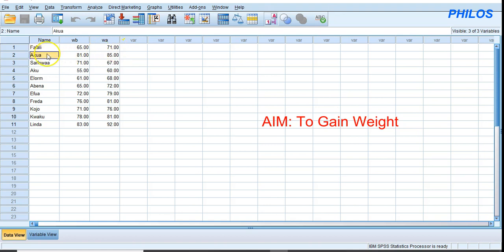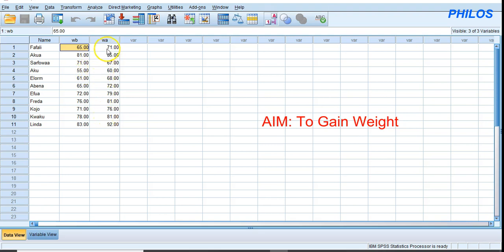The second respondent, her weight before the Herbalife nutrition was 81, and her weight after the Herbalife is 85. The third respondent too, her weight before was 71 and her weight after is 67, going in that manner. The purpose of taking the Herbalife is to gain weight, isn't it? But when we look at the first respondent, her weight has actually increased after taking the Herbalife. The second respondent's weight has also increased. But when you look at the third respondent, her weight has rather decreased. The fourth respondent's weight has increased, going in that manner.